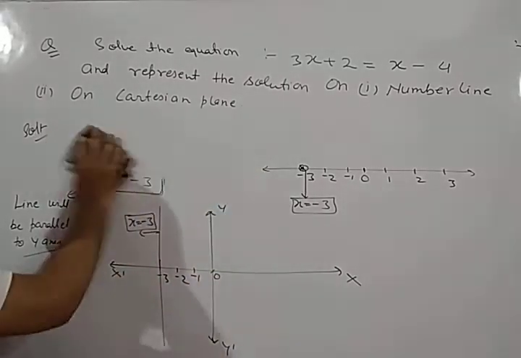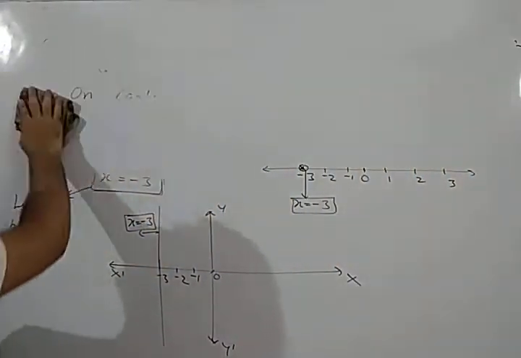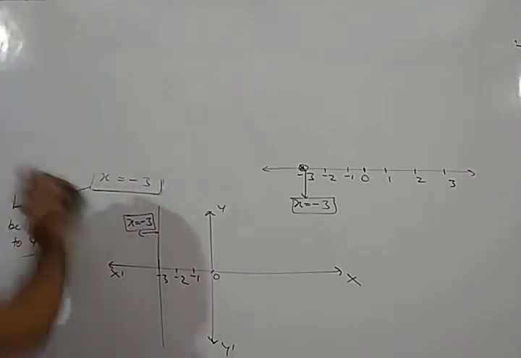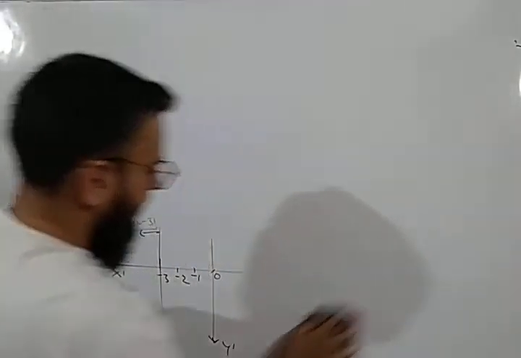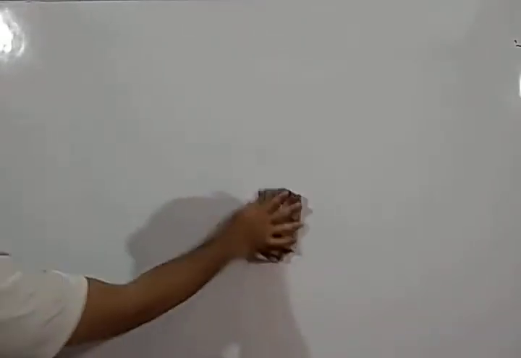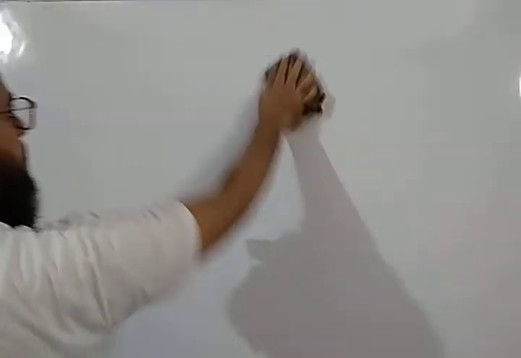So in this way you can draw the graph of any equation. You may be given x = 3, x = 2, x = 3/2, any number. You have to simply find that point and draw the line parallel to x-axis or y-axis depending on the condition which is given. Now coming to the next question.